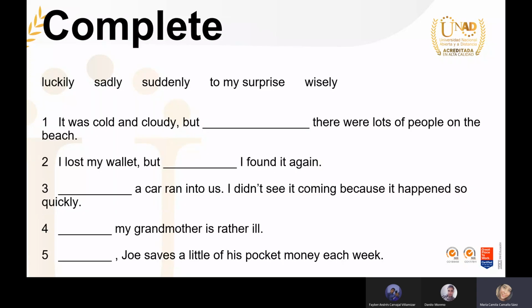Okay, so in this part you have to complete the sentences or the statements with the words, or in this case with this statement, I think. This is connector. And tell me guys, do you know the meaning of all these words, or maybe you have any doubt?